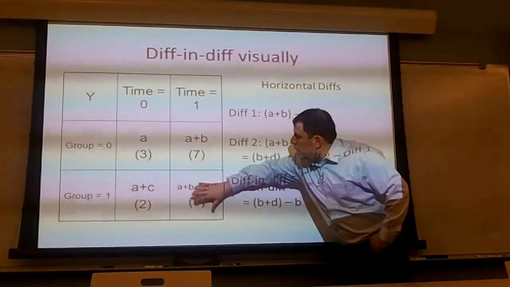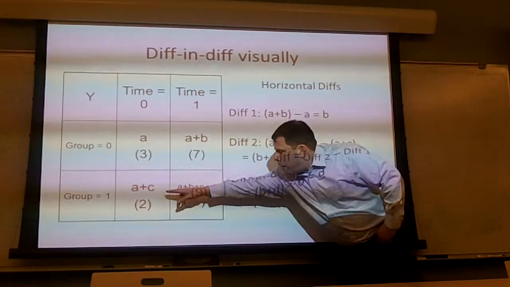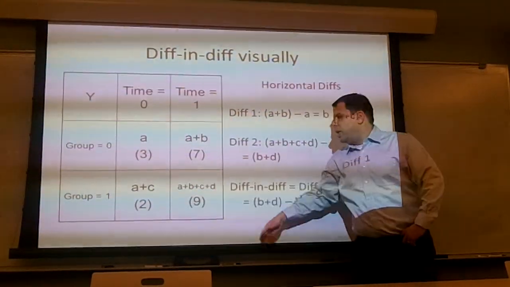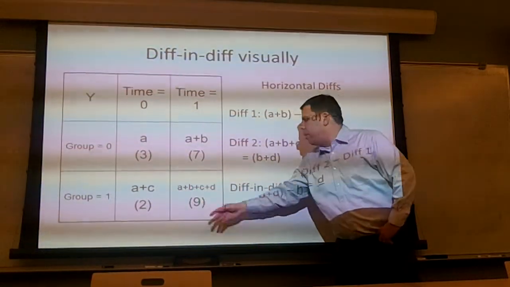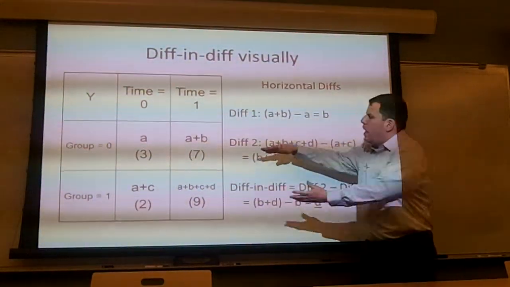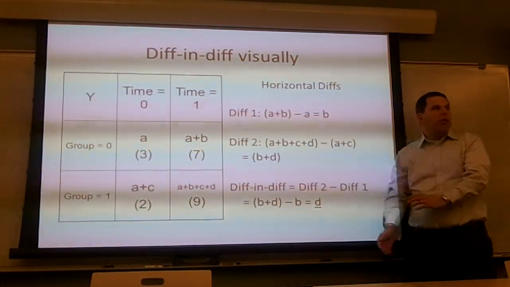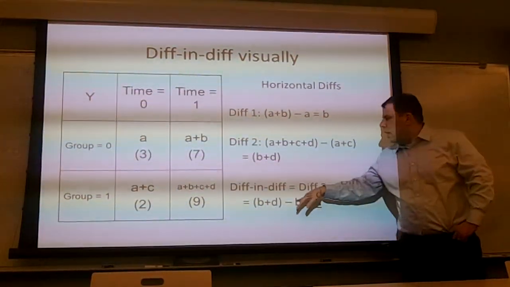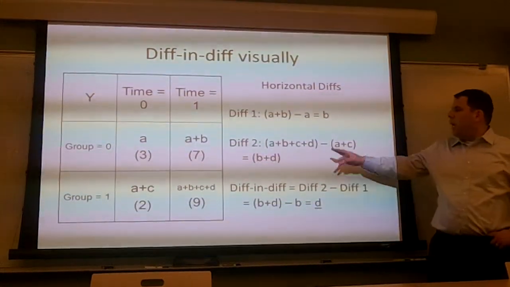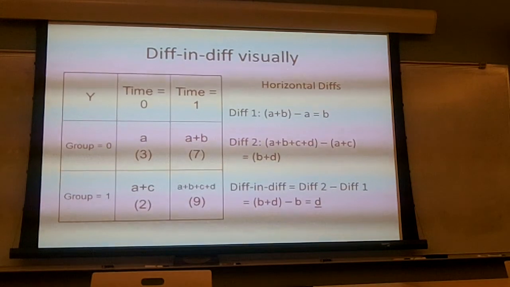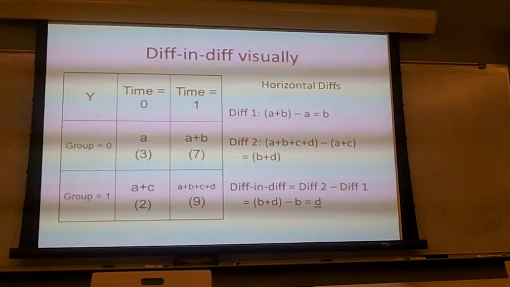Difference 2 is going to be the treatment group from pre to post. A plus B plus C plus D minus A plus C, and you're left with B plus D. So we have the difference here and the difference here, and we're going to difference them one more time, and that's going to give us B plus D minus B, which gives us the coefficient D on the difference effect. That is the difference in differences.